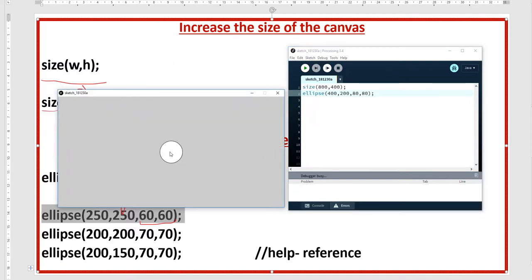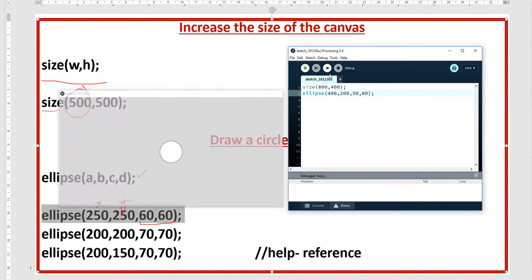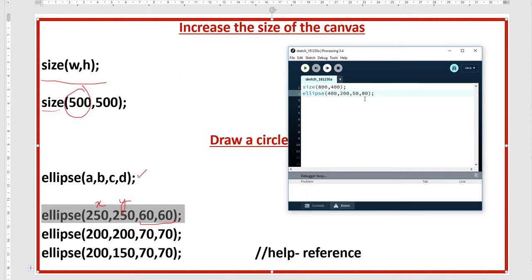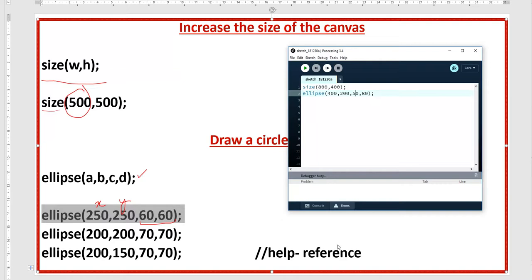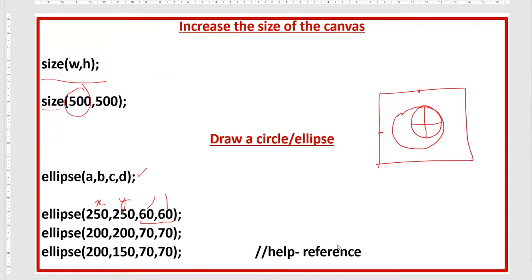So see, our circle is here at the center of the canvas. If I change the width to 50, you will see that if the last two parameters are not the same, you will get some oval shape, right? Same thing here. If these are the same, these represent width and height, so you will get a circle, but if these two are different, you will get some oval shape. And keep in mind, ellipse takes 4 parameters.